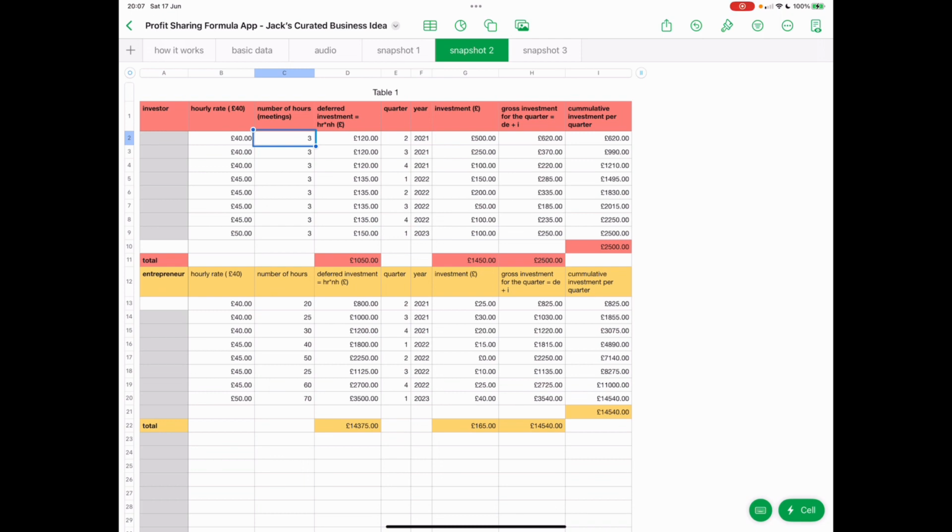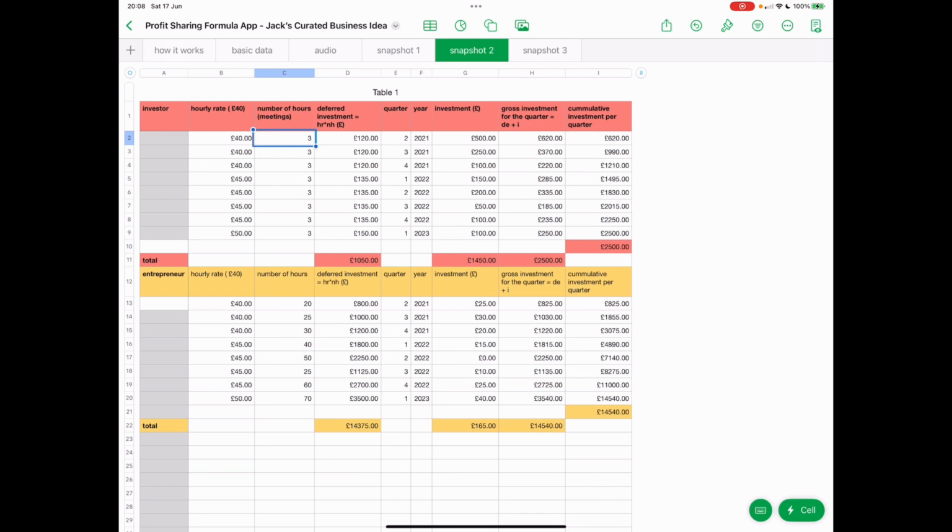Now in quarter three of 2021, the total investment, the gross investment by the investor for quarter three was £370. So the cumulative, when you add that to what he had already contributed, that would be £620 plus £370, and that comes to £990.